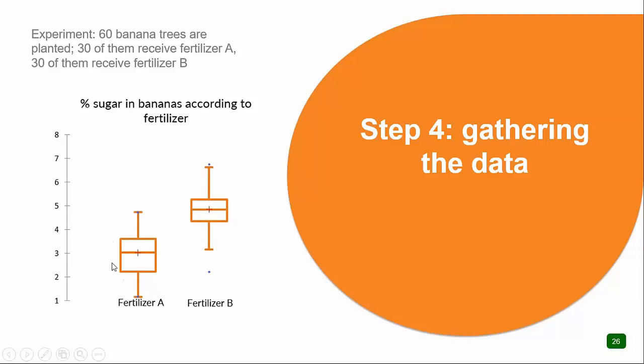So here we have the sugar concentration of banana trees submitted to fertilizer A compared to banana trees submitted to fertilizer B. Obviously, according to this chart, we might say that the bananas submitted to fertilizer B have a higher sugar concentration in their fruits. The statistical tests will allow us to see if this difference is statistically significant or not.